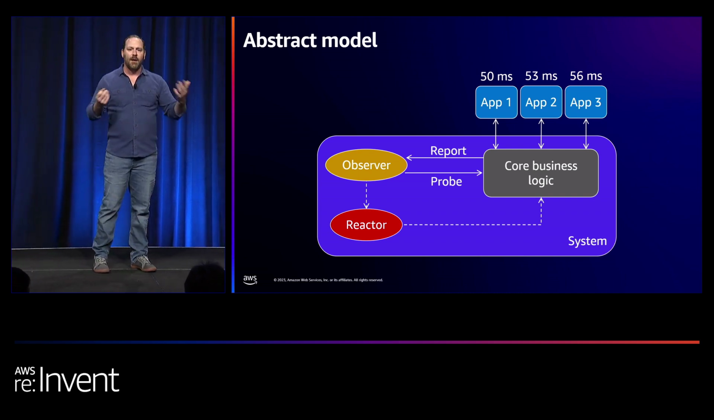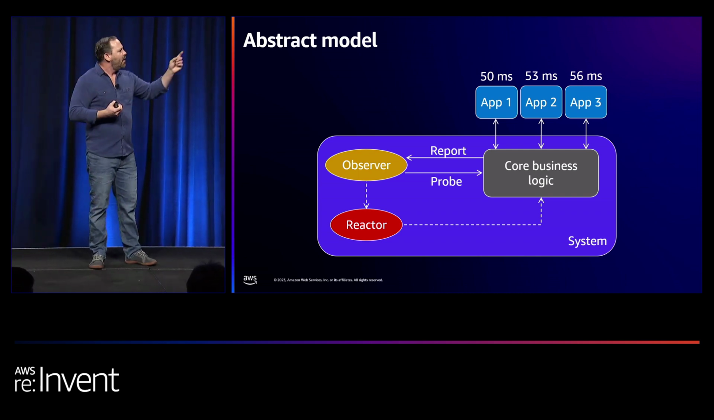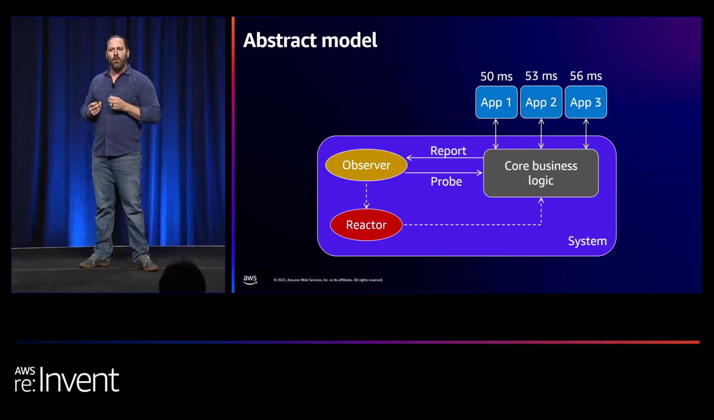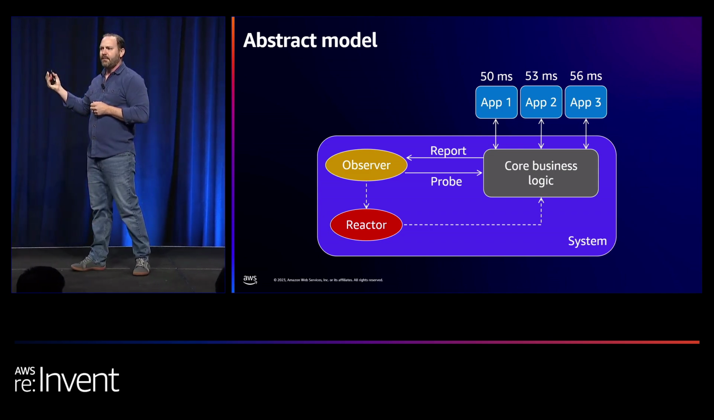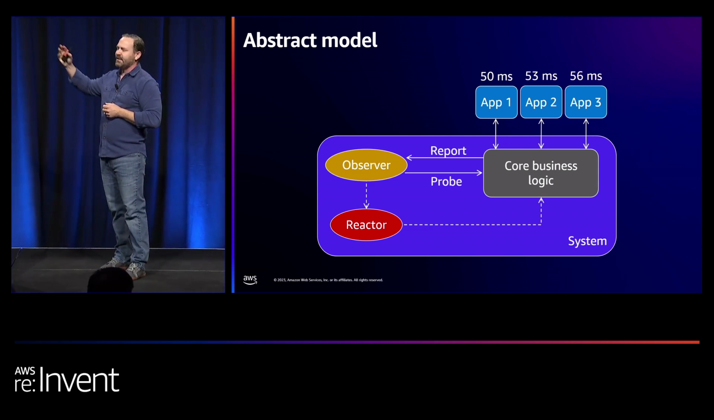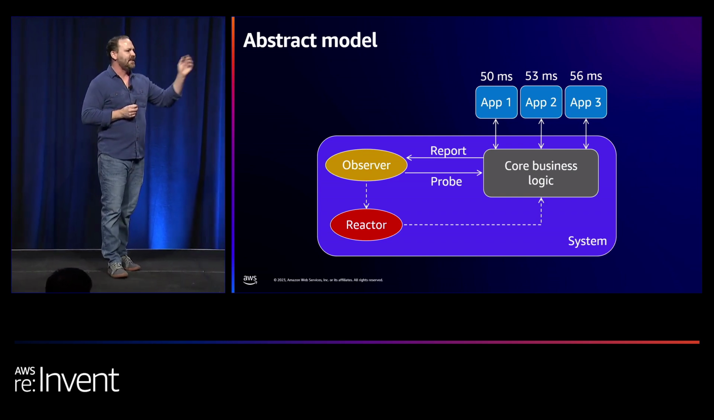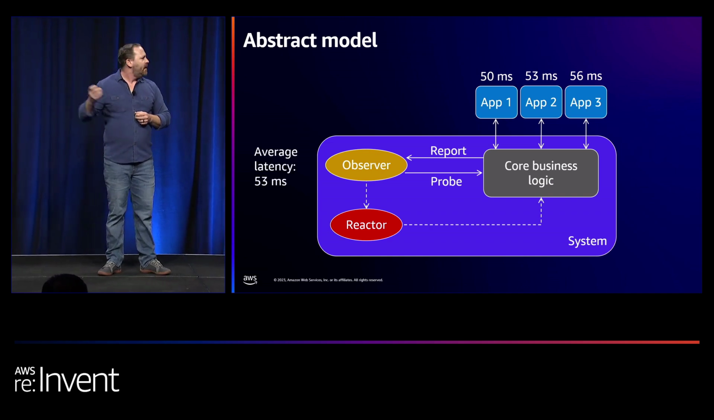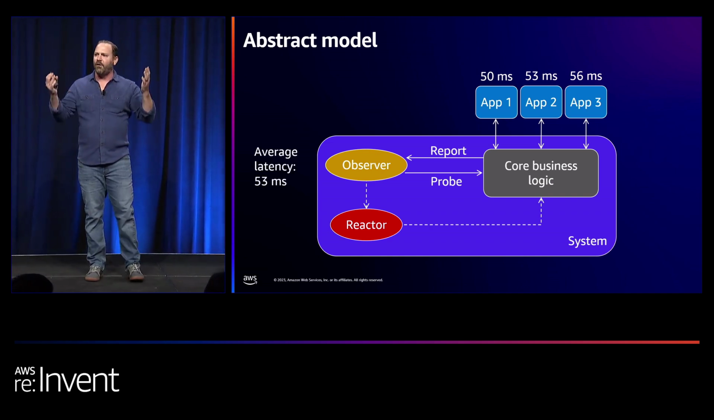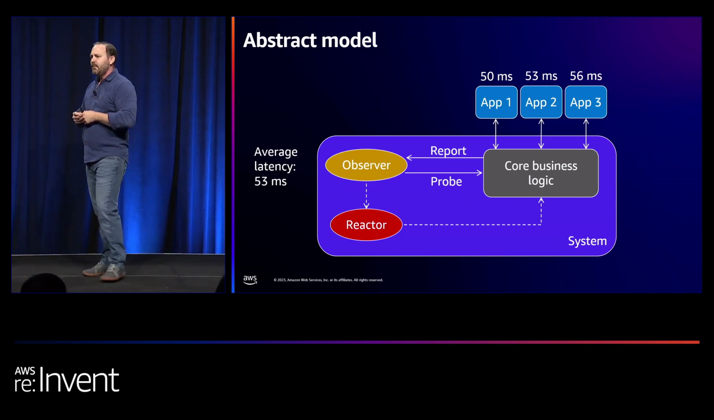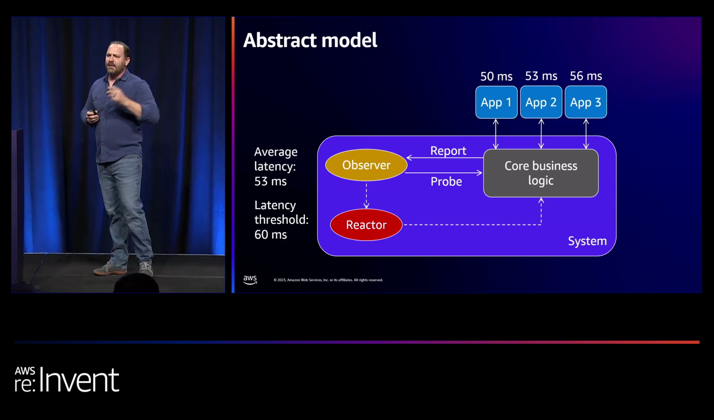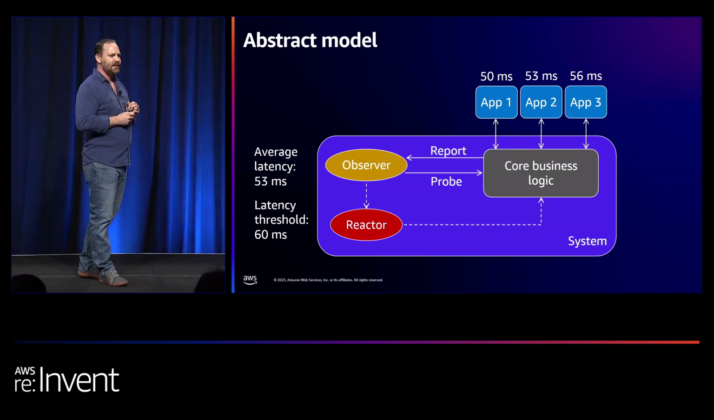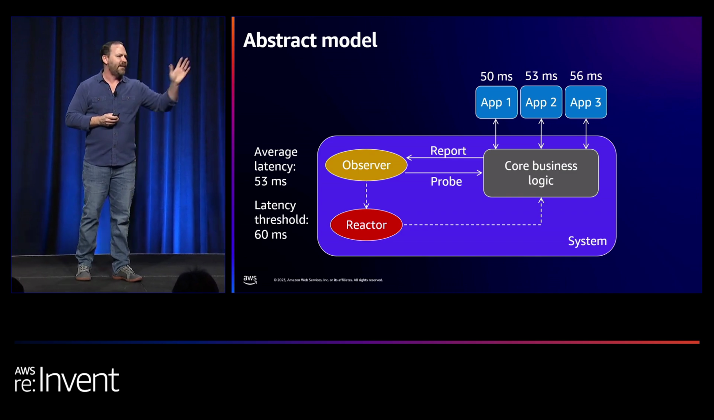And so the system is going to make observations about its health. But it also has users, and in this case, App 1, App 2, and App 3. And they're going to make their own observations about the health of the system. And in this case, we're going to look at average latency. And so App 1 is seeing an average latency of 50 milliseconds, App 2, 53, and App 3, 56. And so our system sees an average overall latency of 53 milliseconds. Now let's say that the system has a threshold, that if average latency for the entire system goes above 60 milliseconds, that reactor is going to kick in and fix the problem.